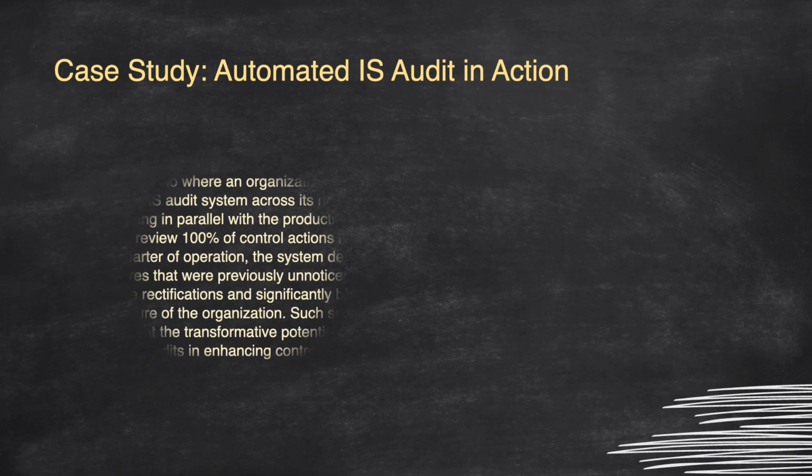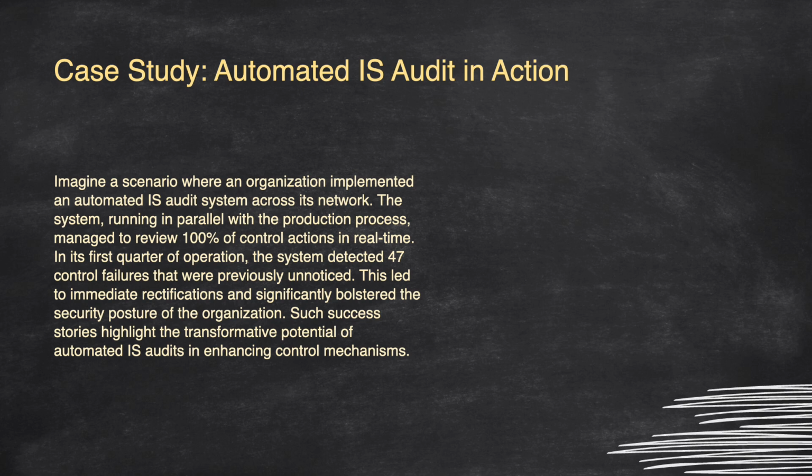Moving next, we'll discuss a case study, that is automated IS audit in action. Friends, imagine a scenario where an organization implements an automated IS audit system across its network. Friends, the system, running in parallel with production processes, manages to review 100% of the control actions in real time. In its first quarter of operation, the system detected 47 control failures that were previously unnoticed, and this led to immediate rectification and significantly bolstered the security posture of the organization.